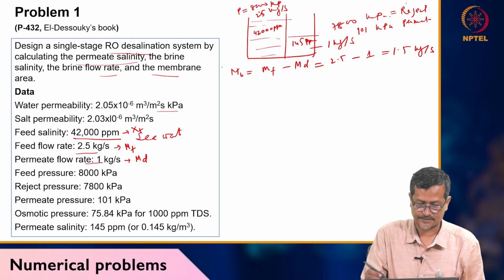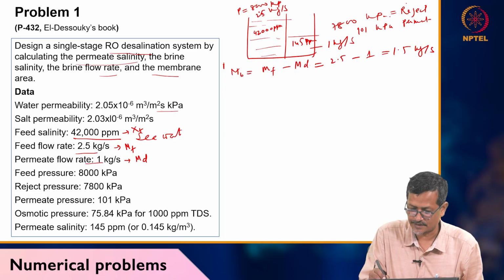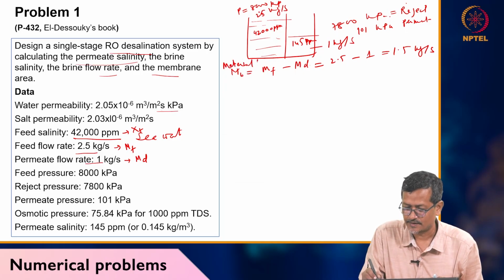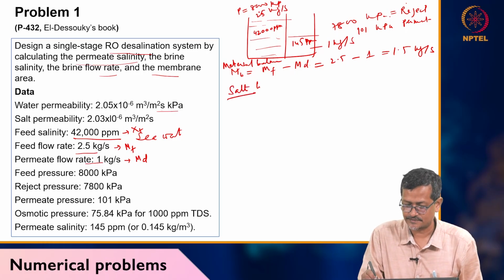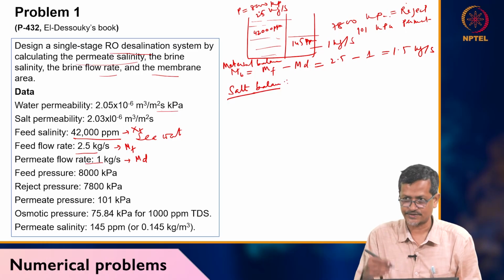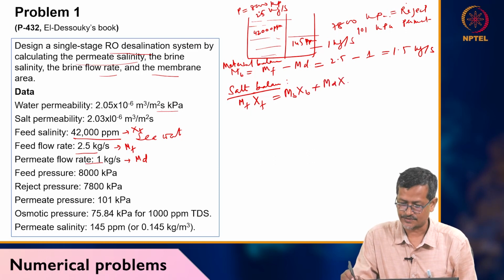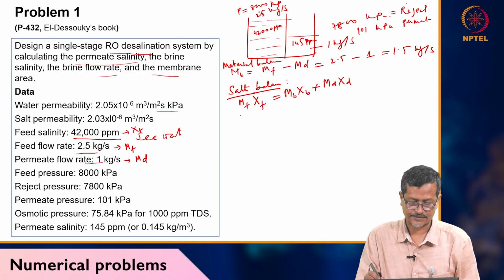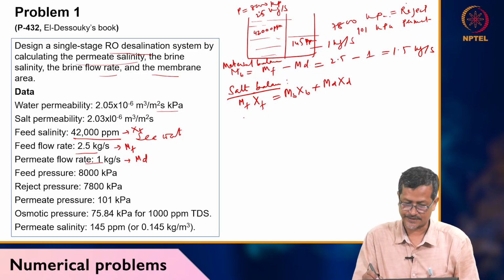Now salt balance. This is brine. This is the water material balance, and the salt balance. How much salt was there? How much salt are you separating? The formula is Mf Xf equals Mb Xb plus Md Xd. Okay, Mf is given.